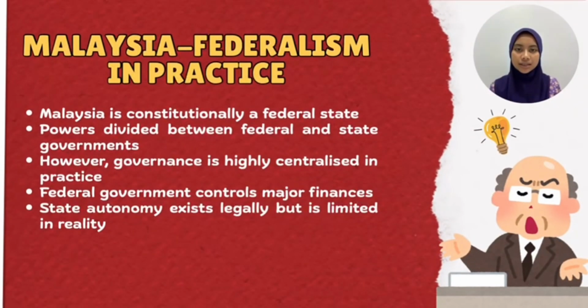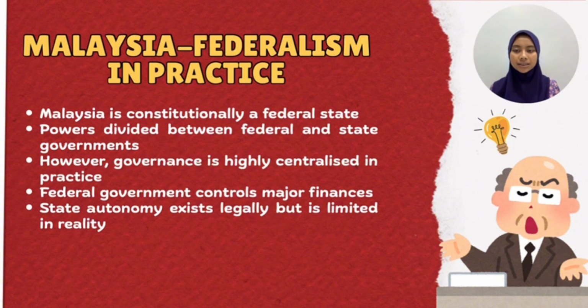In this analysis section, we examine how federalism operates in practice in Malaysia. Malaysia is constitutionally a federal state where power is divided between federal and state governments. However, in reality, governance is highly centralized, especially in terms of financial control. As a result, state autonomy exists legally but is limited in practice.